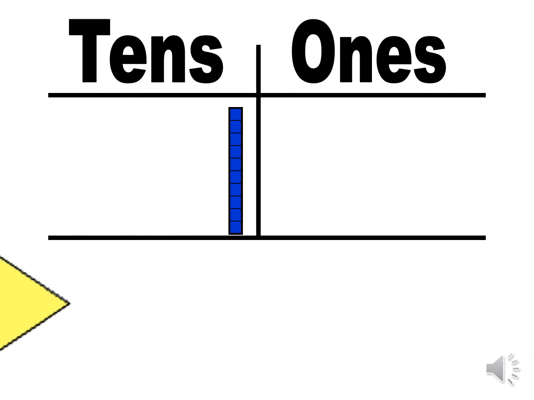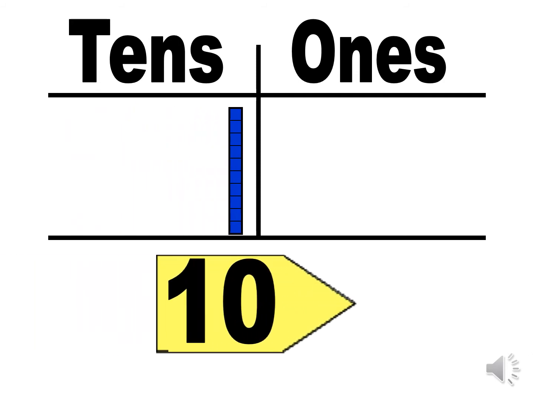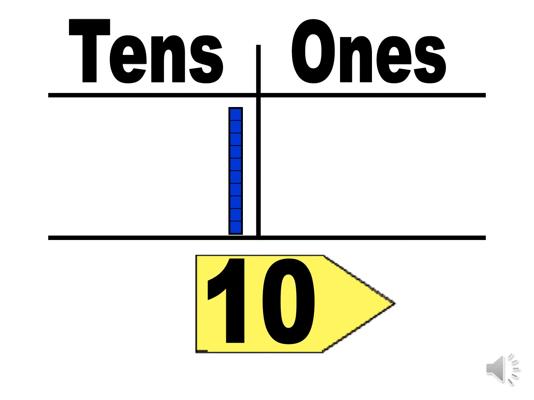Question: how many tens do I have in this number and how many ones do I have? Okay, I have 0 ones, there are no blocks here, and I have 1 10. So my answer is 10. I have 10 blocks here, so this represents 1 10. If I had another 10 blocks like this, it would have represented what? 2 10s.